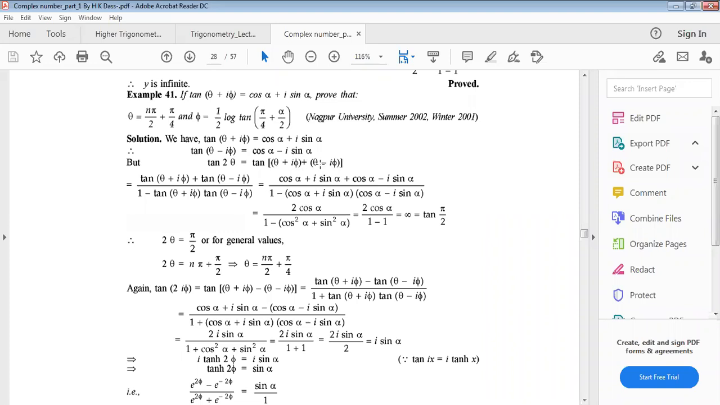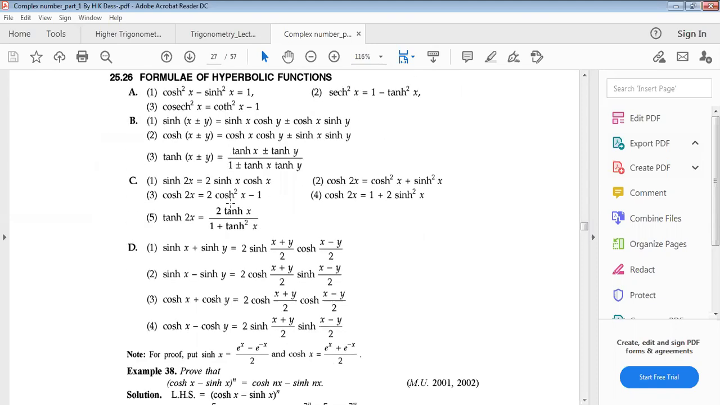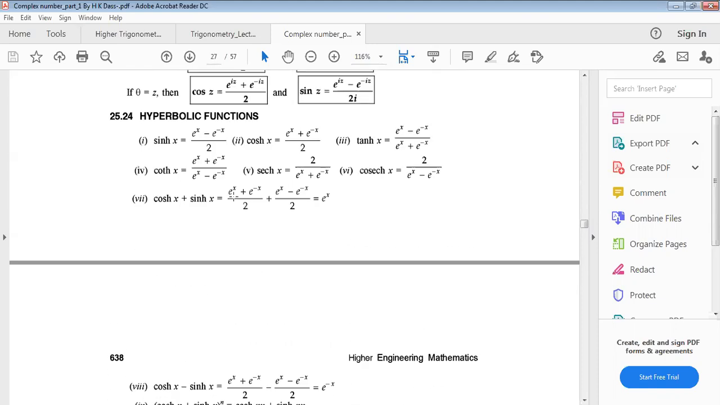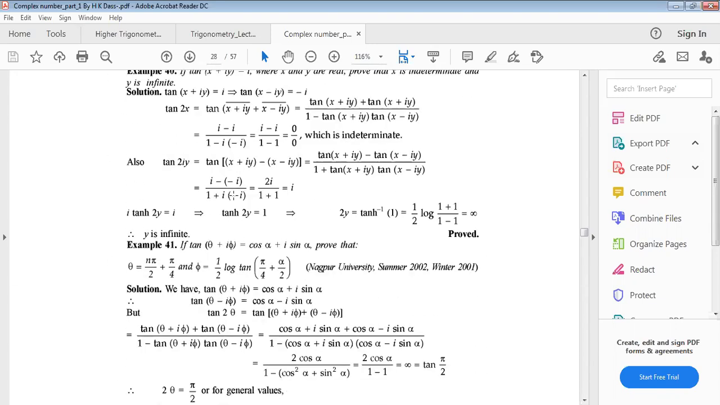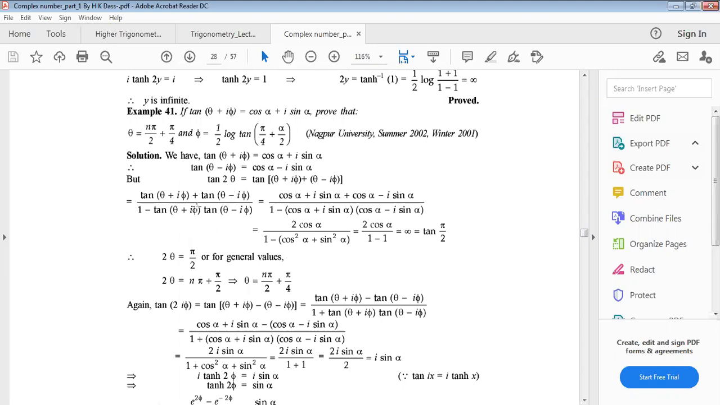Tan(a + b) formula, what? Remember the tan(a + b) formula: tan(a + b) equals (tan a + tan b) divided by (1 − tan a tan b). This is from trigonometry. Putting in the values, tan(θ + iφ) equals this and tan(θ − iφ) equals this, from the two given conditions, and 1 minus this will be this.